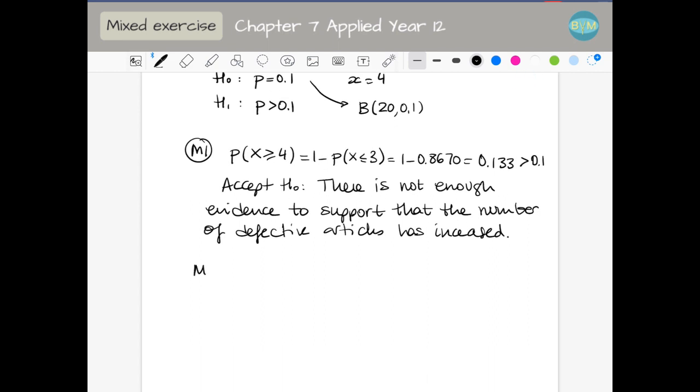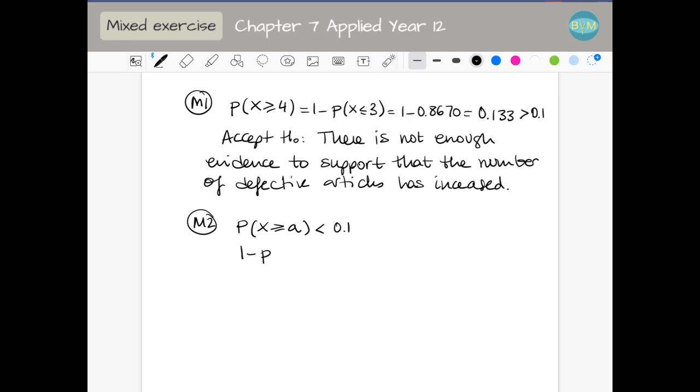Method 2, with the critical region. So the critical region will be different because we have a different significant level, just 1 tail, different end. Probability of x being greater or equal than a value must be smaller than the significant level. We have to change that, so it's going to be a minus 1. This is smaller than 0.1. If I rearrange, I have probability of x being smaller or equal than a minus 1, smaller than 1 minus 0.1, which is 0.9.